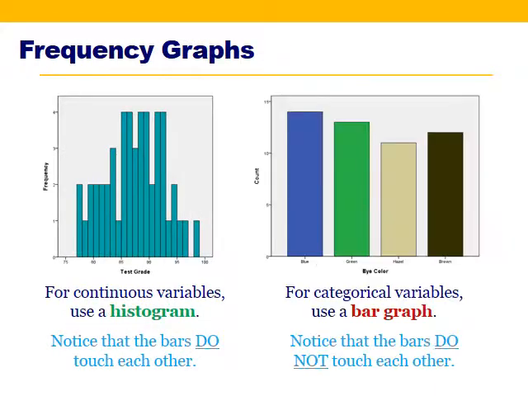And 12 people who had brown eyes. And again, we can tell that from the height of each bar.